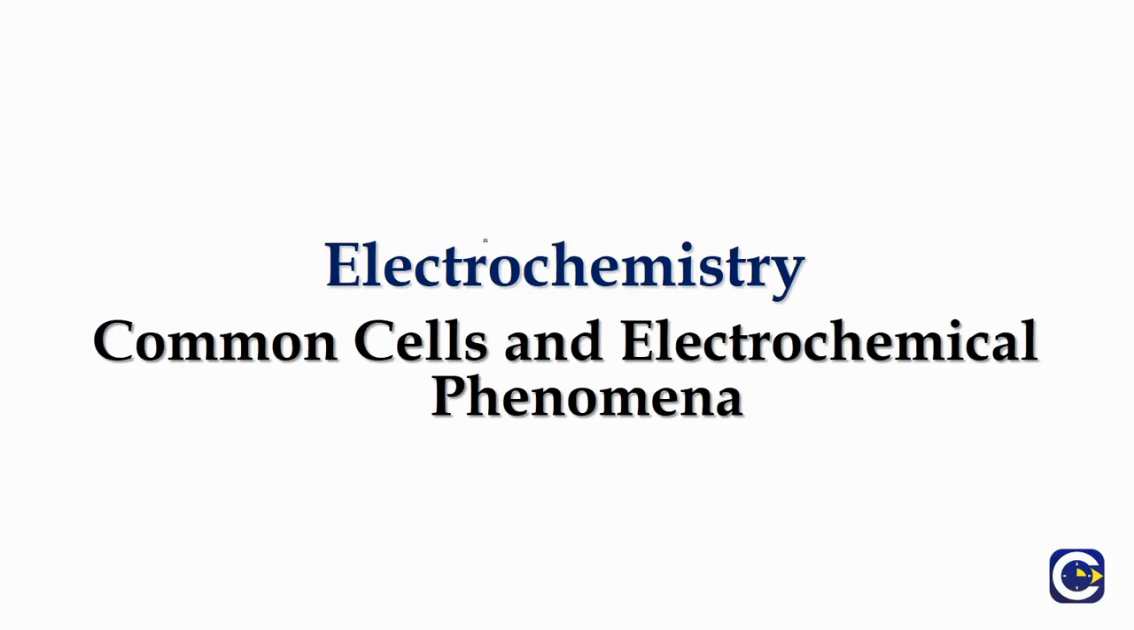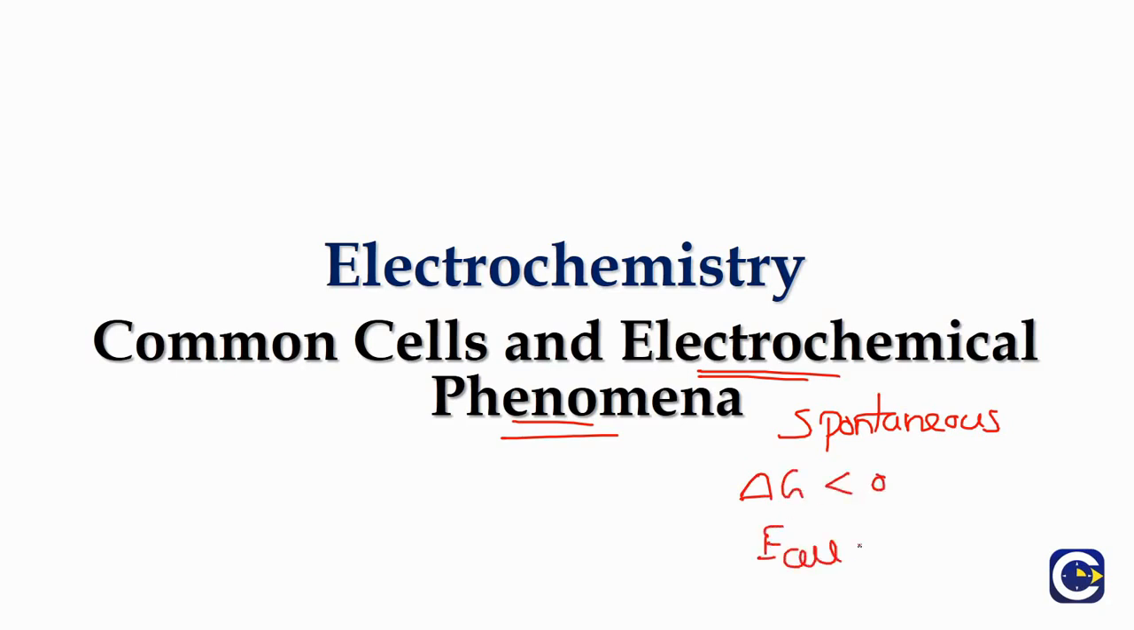Hello everyone. In this video, we will look at the common types of electrochemical cells and the idea of electrochemical phenomena, in terms of how we can analyze spontaneous reactions happening around us. Every spontaneous reaction we can think of like an electrochemical cell, and for spontaneous reactions, what we observe is ΔG will be negative, and hence if we think of it like an electrochemical cell, the E cell value is going to be positive.